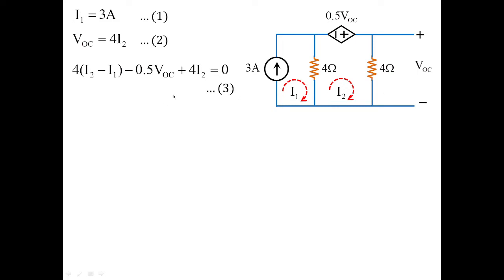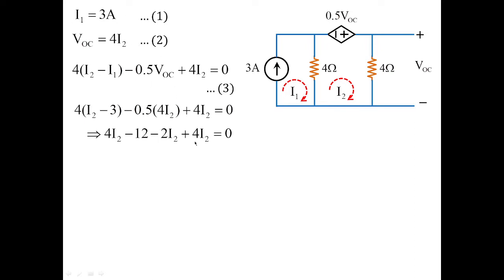So this becomes equation 3. I'm going to substitute the values of equations 1 and 2 in equation 3. Then I obtain the value of I2, which is equal to 2 amperes. Once the value of I2 is obtained as 2 amperes, from equation 2 I can easily obtain the value of open circuit voltage, which is equal to 4 into 2, that is 8 volts. So this is how we calculate the open circuit voltage across the terminal. I hope you understand this particular point, how we have estimated VOC.